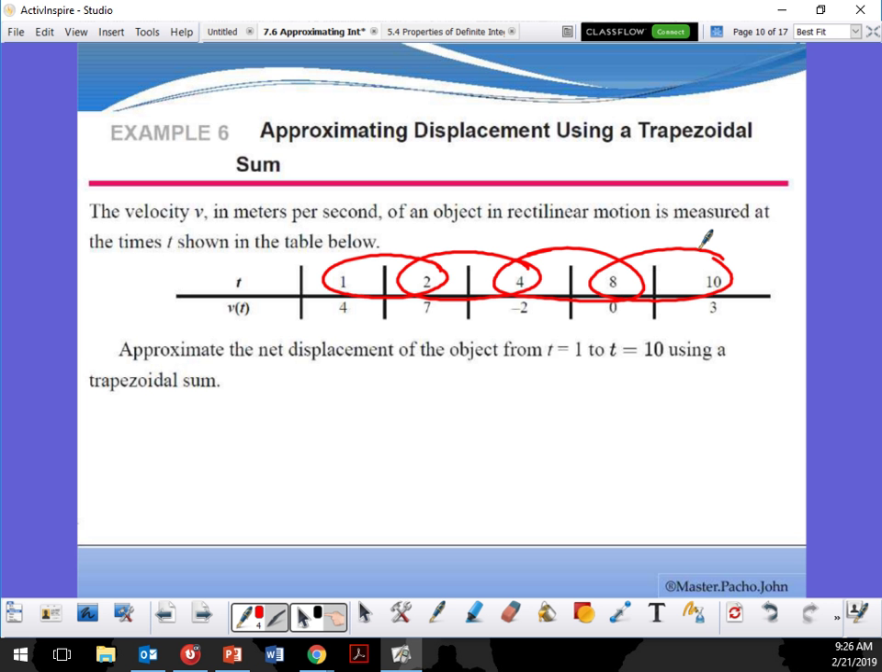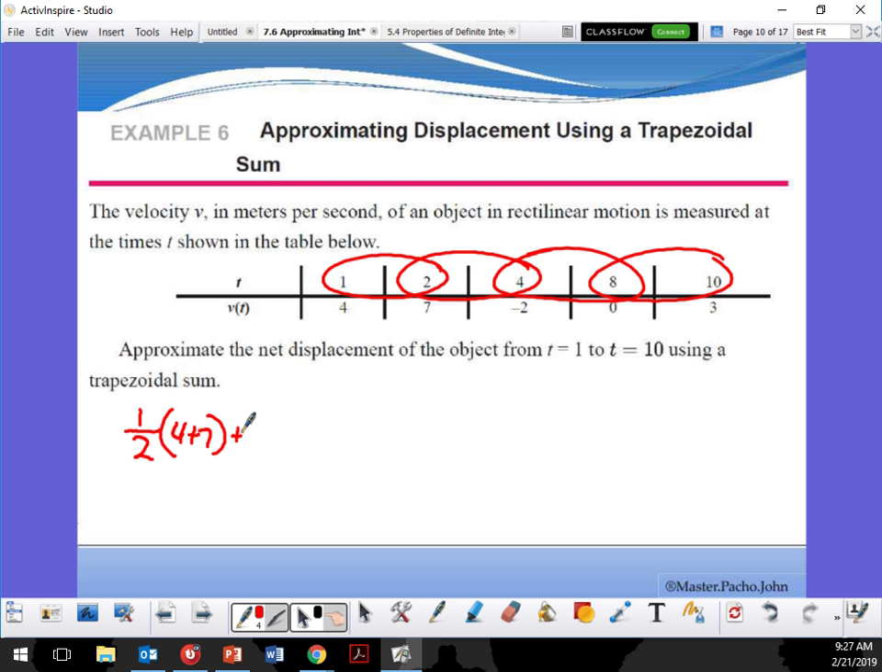Each trapezoid individually. So my trapezoid from here to here, that's going to give me my delta x, which is going to be 1, right? So it's going to be 1 over 2, thank you. All right, and what are my values? 4 plus 7. The delta x, because from here to here, the height is 1, right?